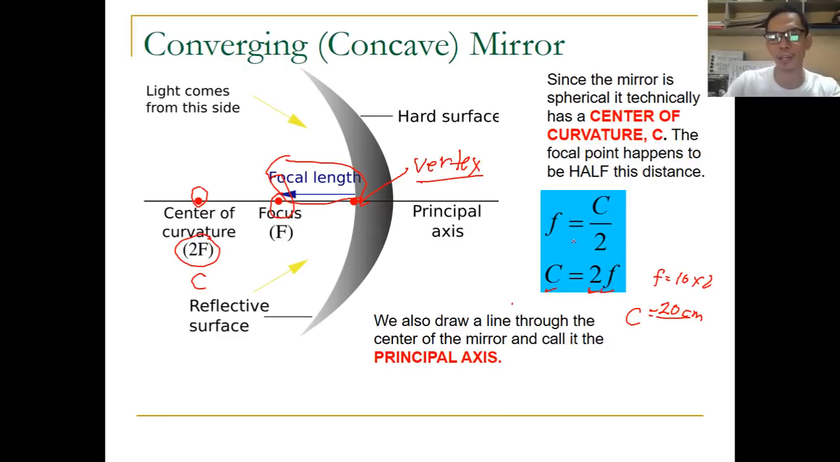Meanwhile, in order to find the focus or the focal length, you need to divide the center of curvature by 2. So if the given problem doesn't have a focal length, you need to divide the center of curvature by 2. And by the way, before I forget, the axis at the middle of your mirror, this one right here, is called the principal axis.